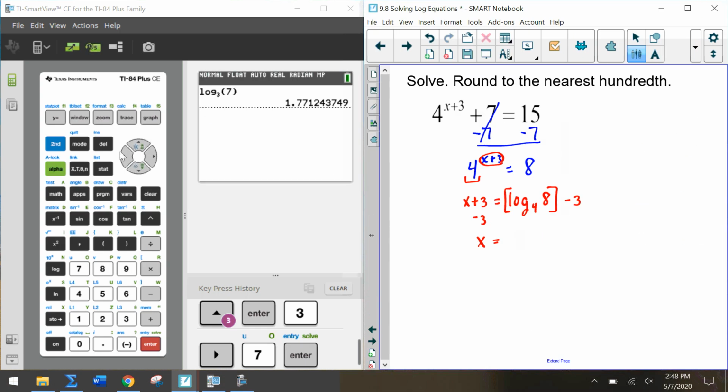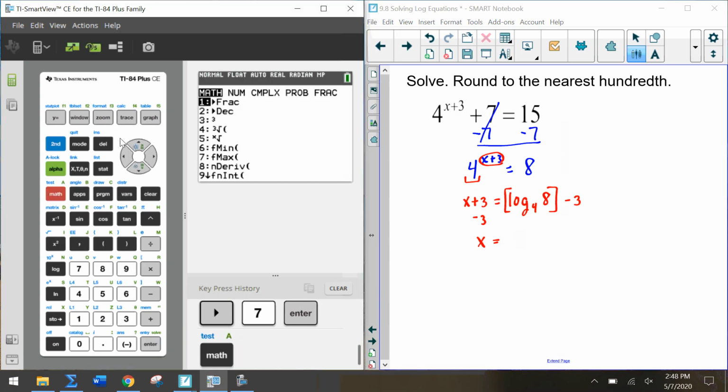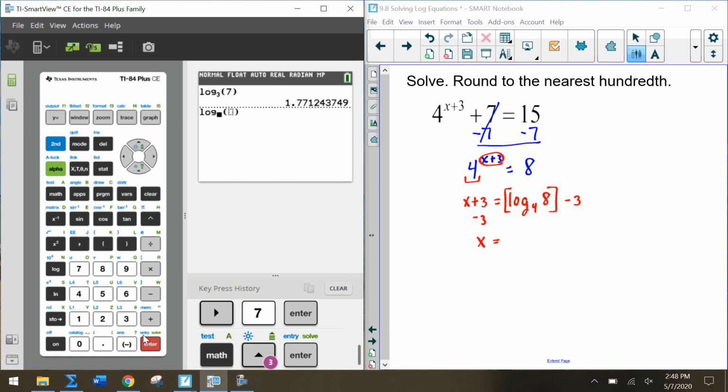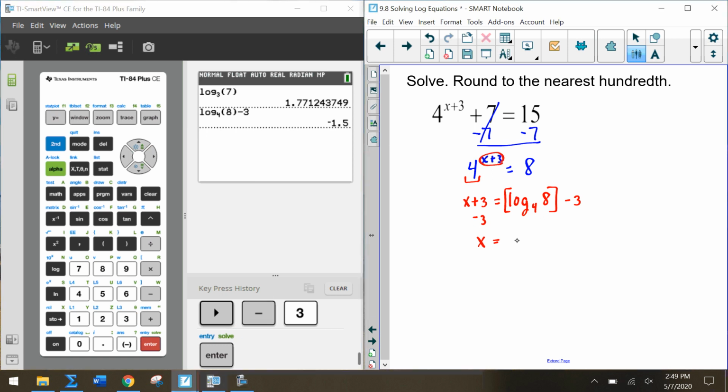So in our calculator, we hit the math button, up arrow to log base, and the log base 4 of 8. And then outside those parentheses, I can say minus 3. And I get negative 1.5. Okay.